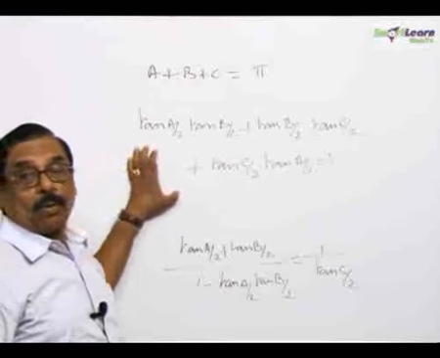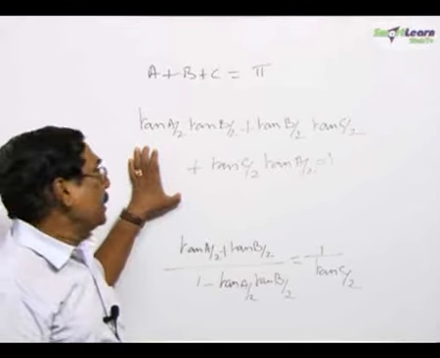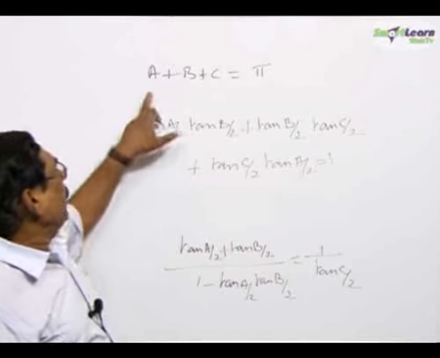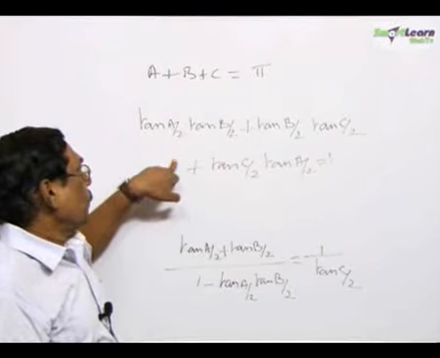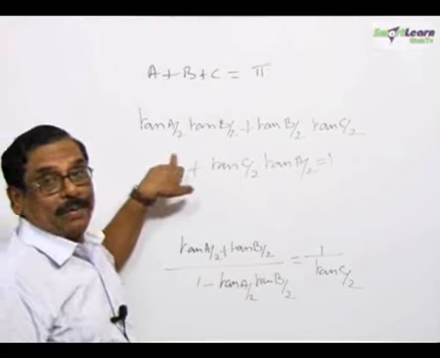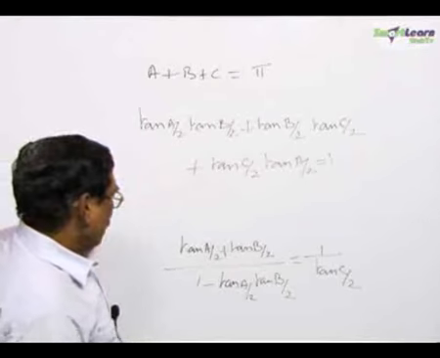This I will prefer to call the third concept which you should remember. If A, B, C are the angles of a triangle, then this result is true. This is the third concept. If you mark it, that will help you very much.